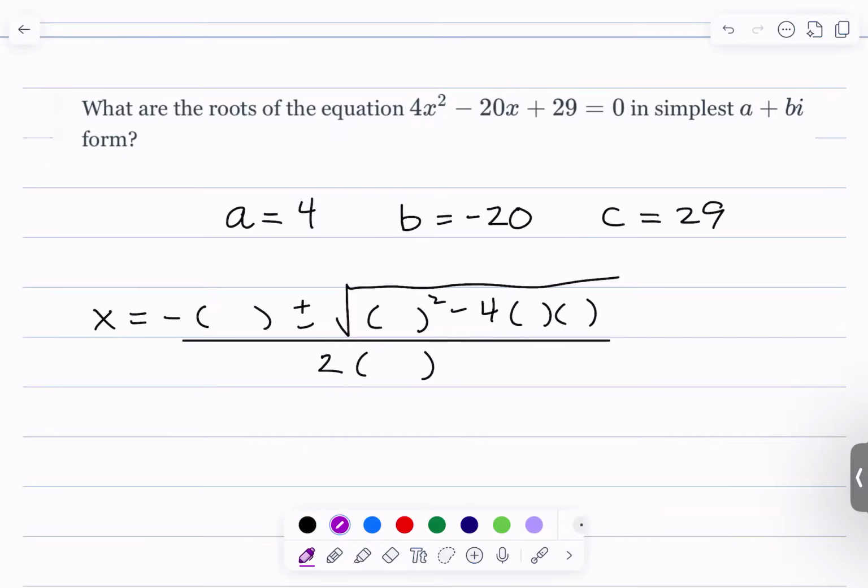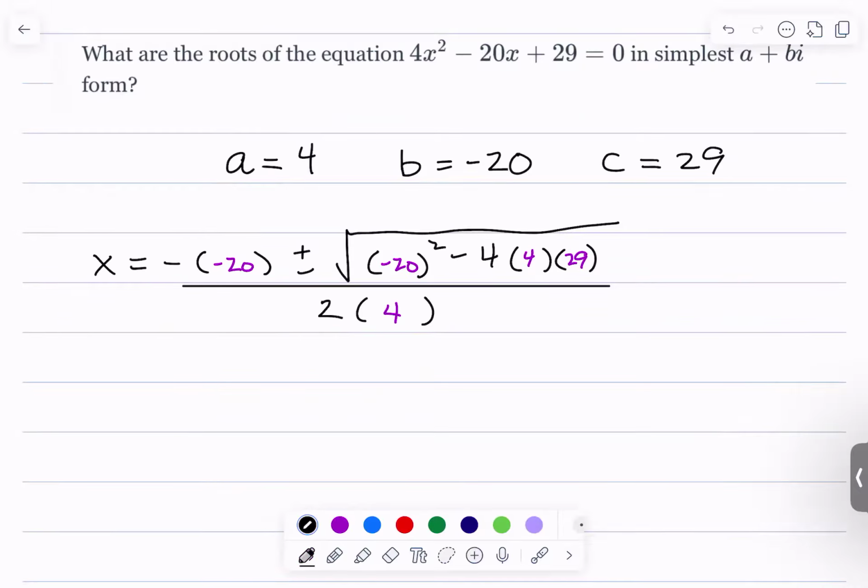Okay. Now b is negative 20, so x equals negative b. So this is b. So that's negative negative 20 plus or minus square root of b squared. So that's negative 20 squared minus 4a, which is 4, c, which is 29, all over 2a, which is 4. Literally just plugging in the numbers, not even simplifying them, right? Just making sure that I'm plugging in the correct number.